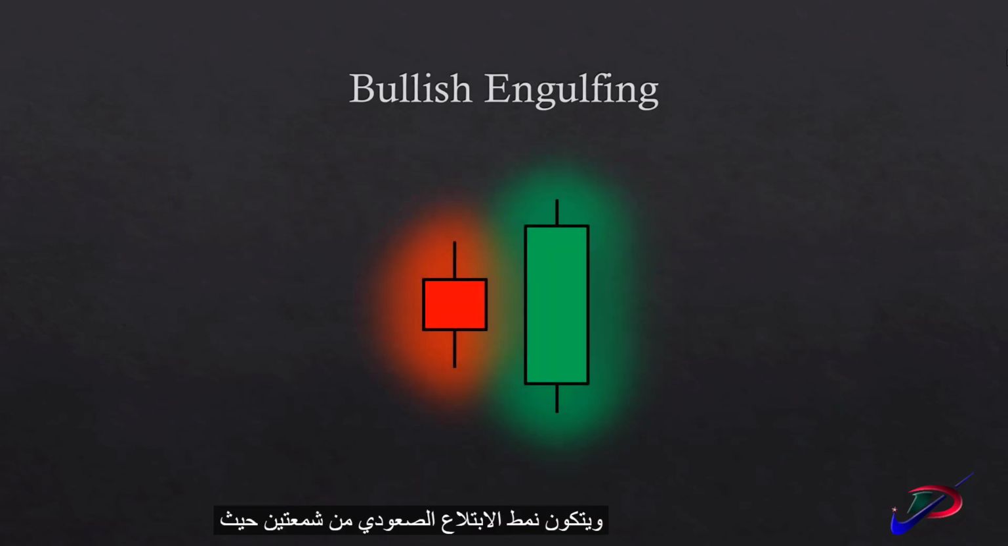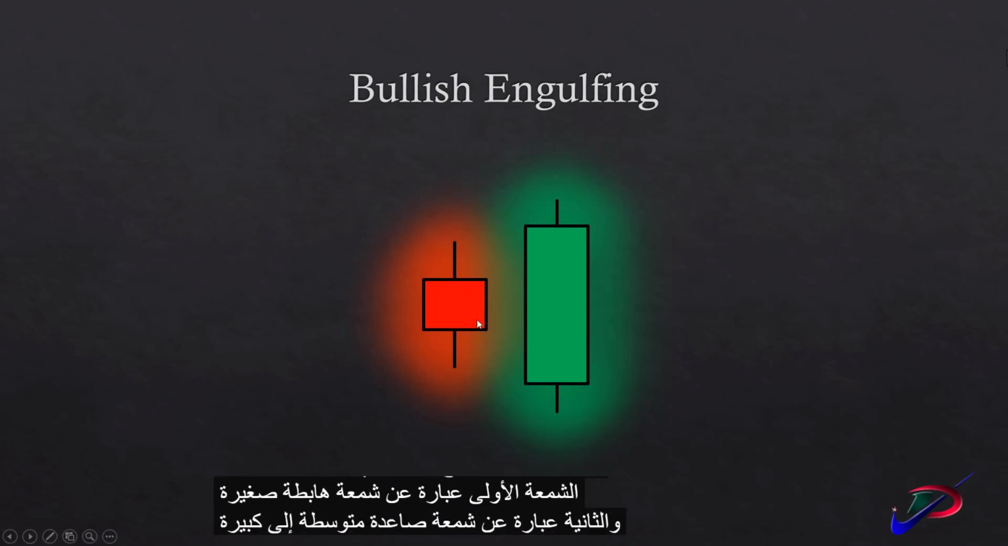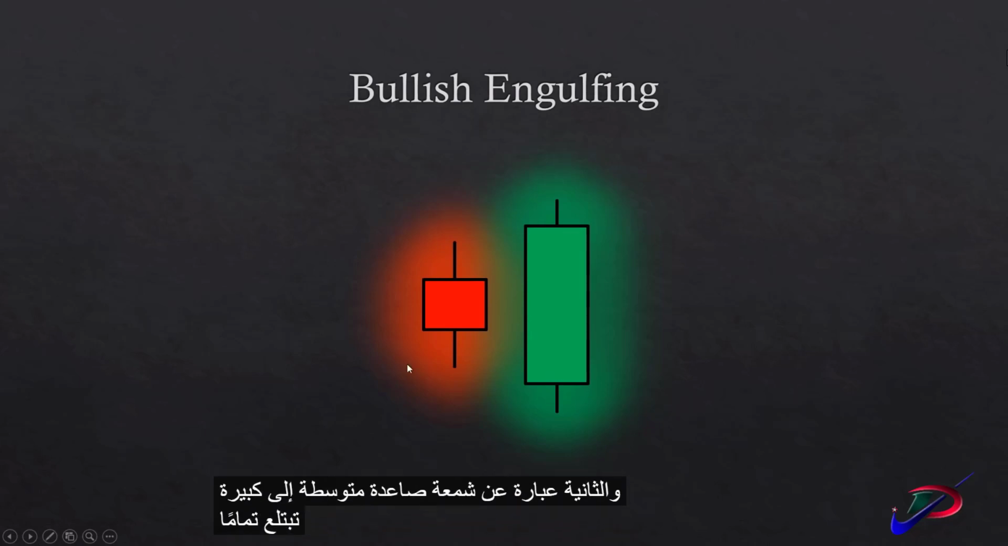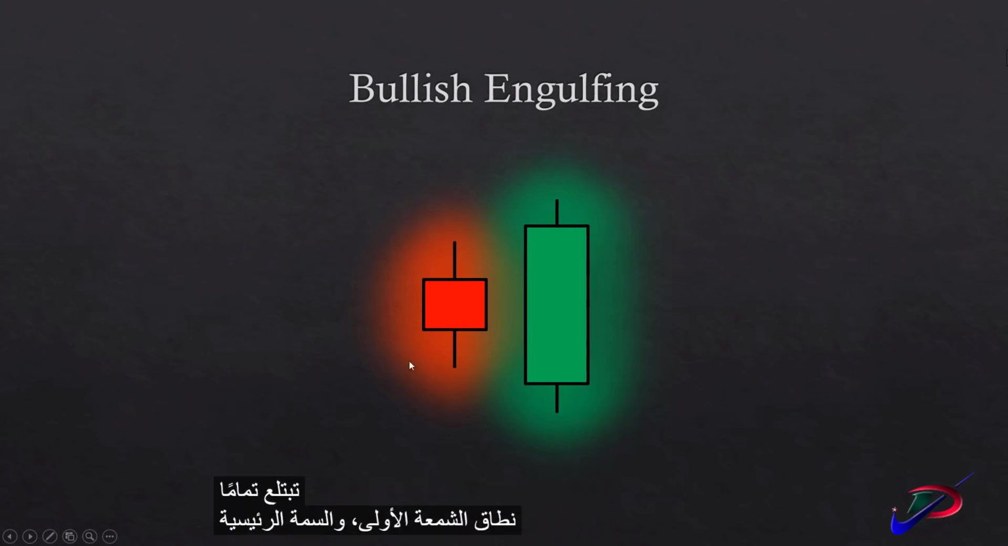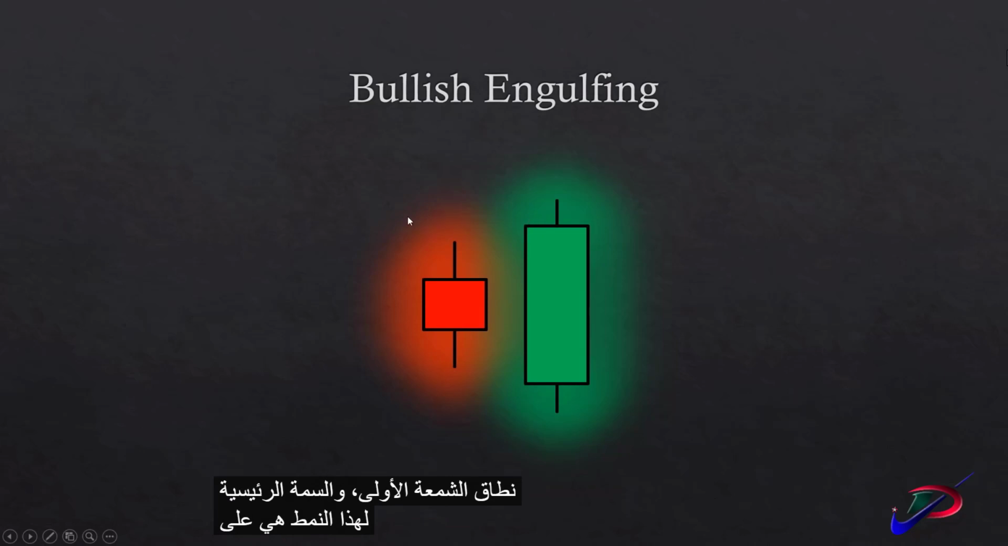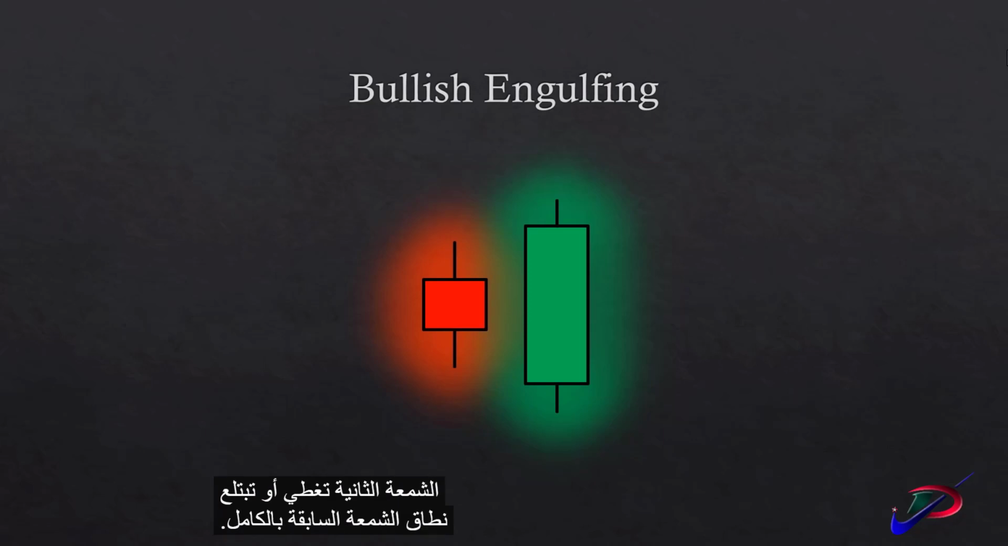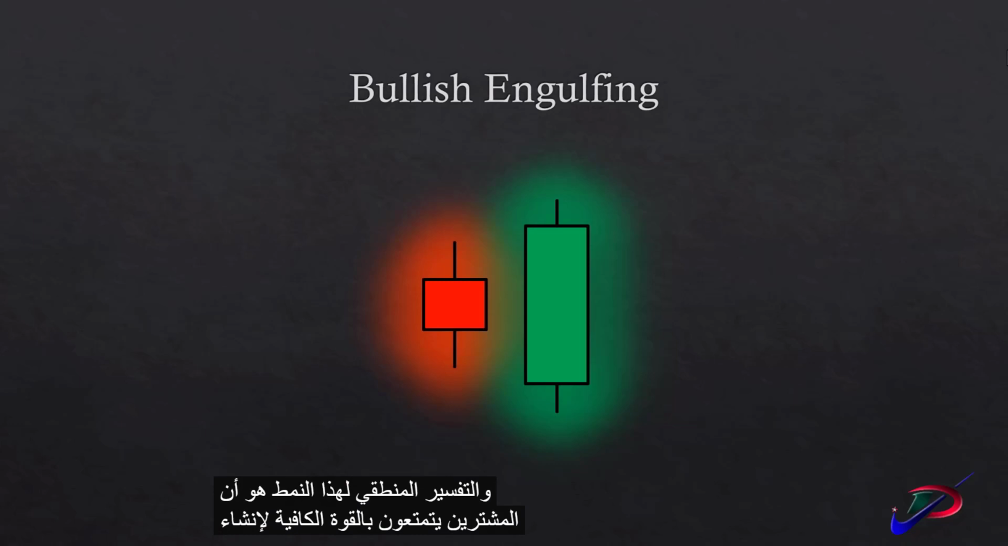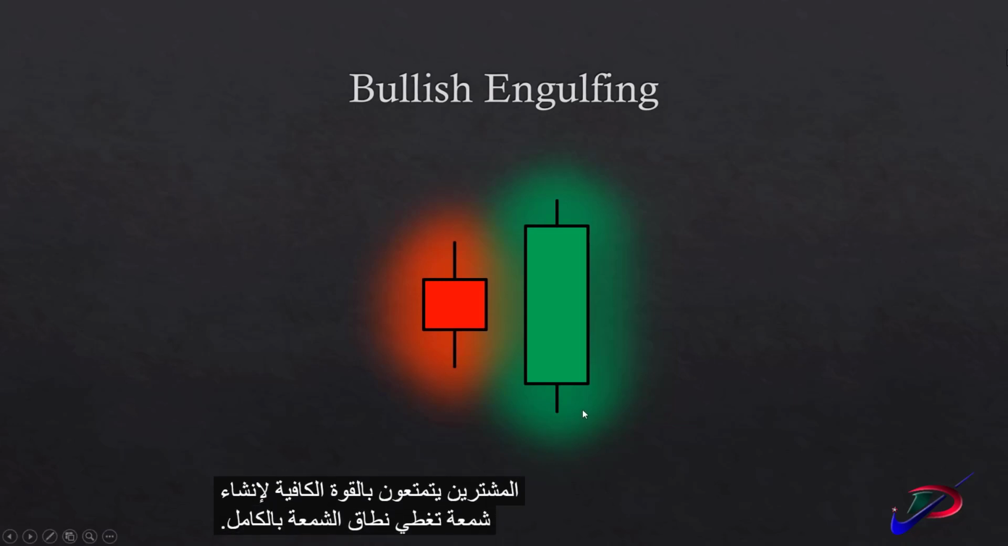The bullish engulfing pattern is formed by two candles, where the first candle is a small bearish candle, and the second is a medium to large bullish candle that completely engulfs the range of the first candle. The main characteristic of this pattern is precisely the fact that the second candle completely covers or engulfs the range of the previous candle. The logical interpretation of this pattern is that buyers are powerful enough to create a candle that covers the entire range of a previous bearish candle.